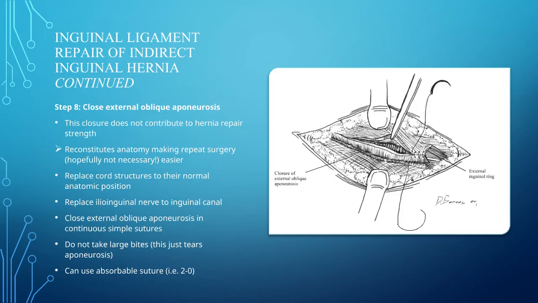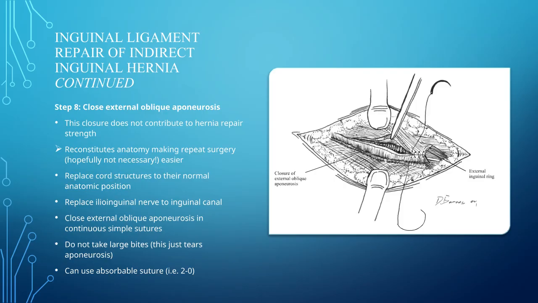Carefully replace the cord structures and the ilioinguinal nerve back into their normal anatomical position within the canal. Close the external oblique aponeurosis with a continuous, simple suture using an absorbable material like 2-0 Vicryl. Warning: do not take large bites, as this just tears the aponeurosis.